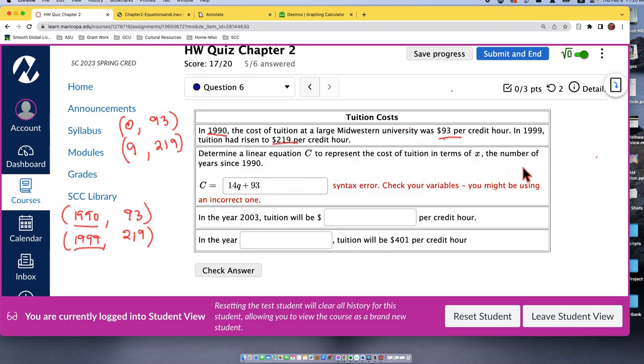And notice they did this as the number of years since 1990. So that means 1990 was year zero, that's what they've done. If we didn't do that, we wouldn't be able to match. Oh, they didn't like that. See, they use q up there, and now they want us to use x. But at least they tell us, I was looking at this red, they say syntax error. Notice, in terms of x, the number of years.